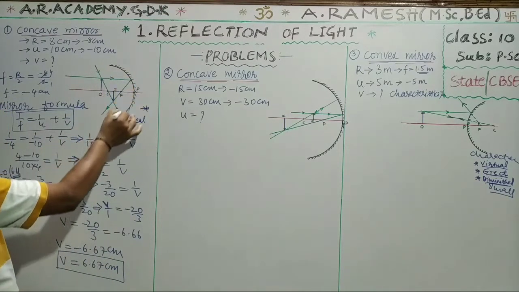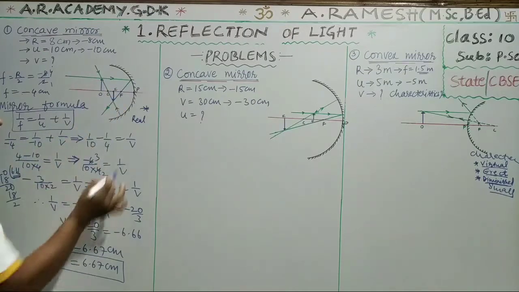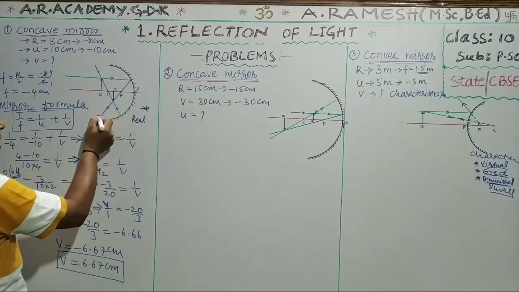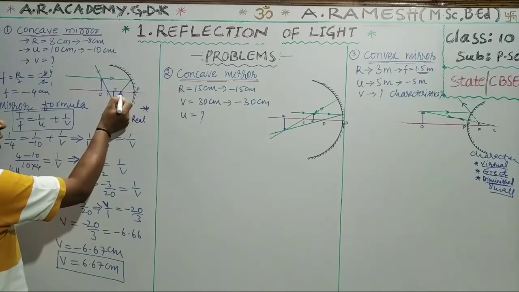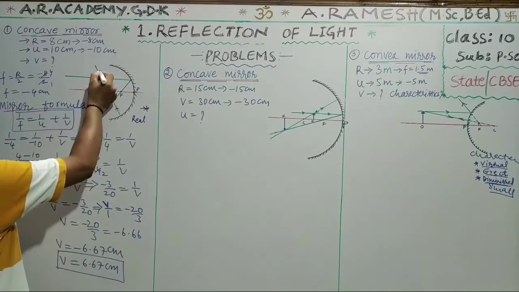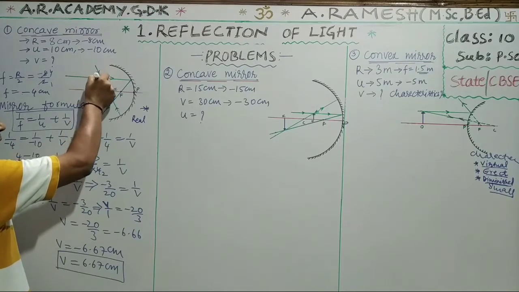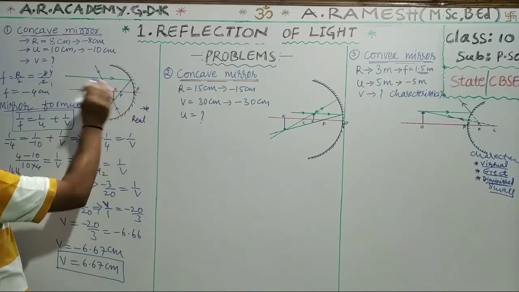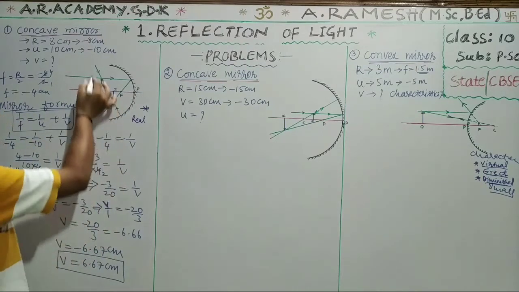You see this diagram here. Characteristics also we can imagine. This is the object. A parallel light ray is going and reflecting through F, according to rule 1. And rule 3, the light ray which is passing through the center, again will reflect back in the same direction. Rule 3, sign convention rules also we know.